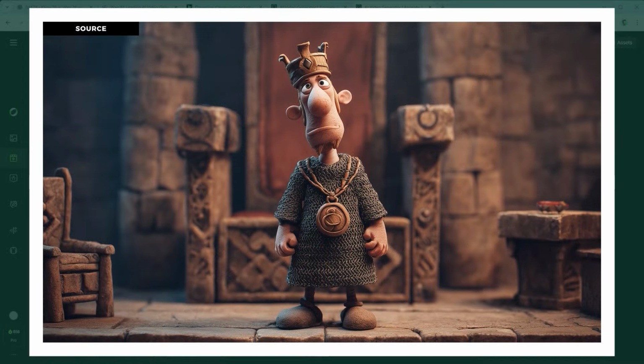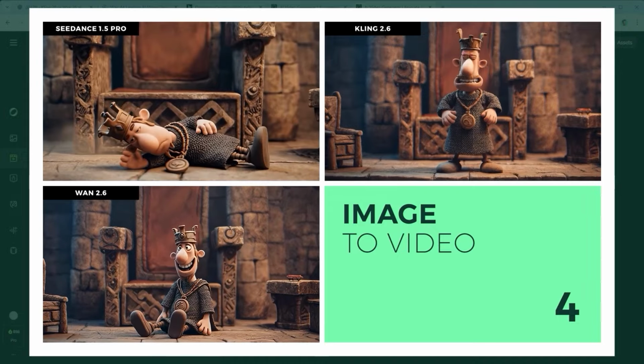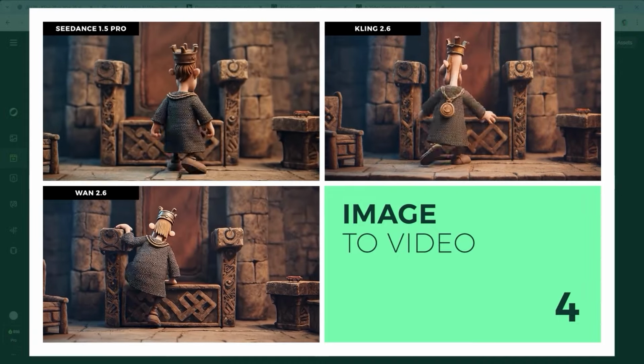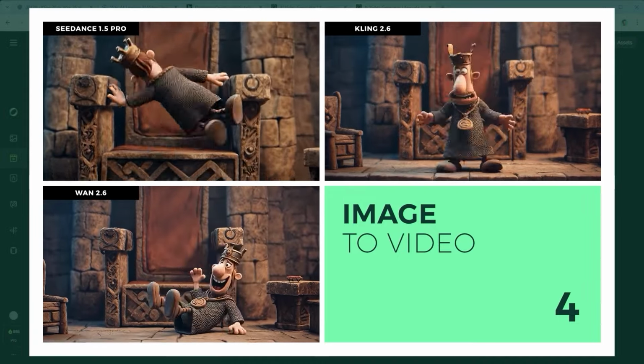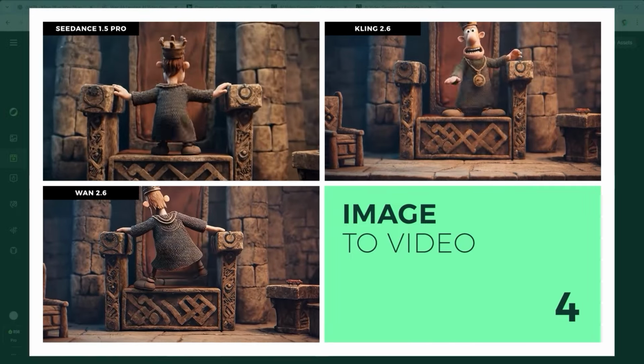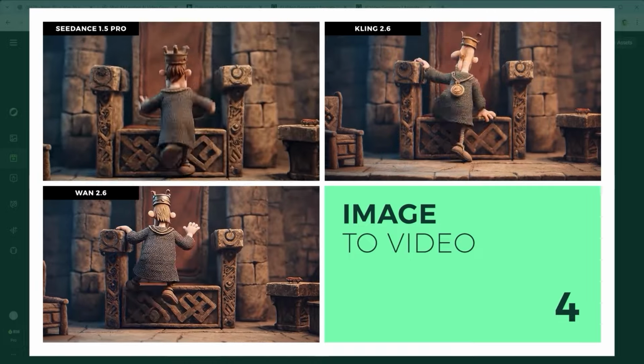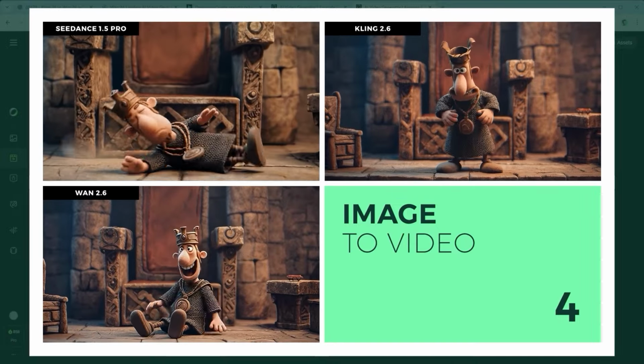Example 4 brings back the claymation theme. It's called Scale and Collapse. A clay king tries to reach his throne and tumbles down. The focus is on weight shift and loss of balance. Physical comedy, without going over the top. Wan 2.6 clearly comes out ahead here. Kling and Seedance Pro struggle, especially with the character's rotation.